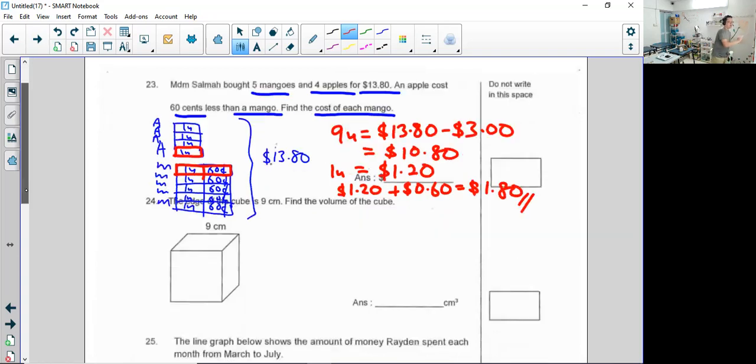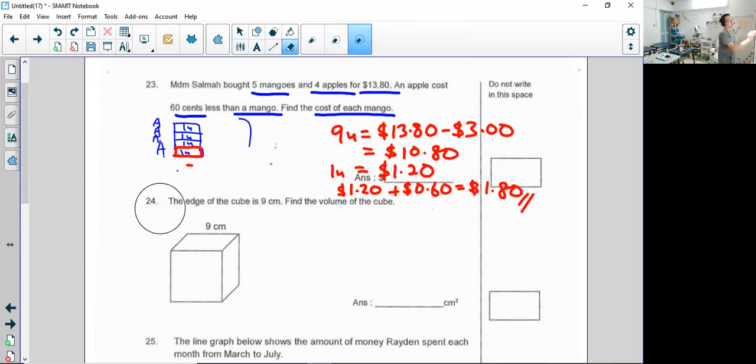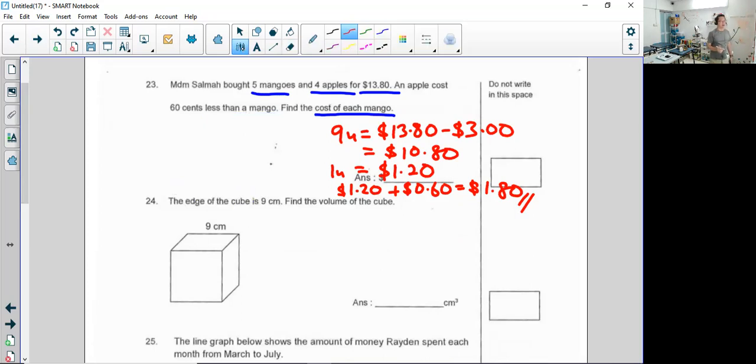Okay, let's go to number 24, the age. Okay, the age of a cube is 9 cm. Okay, let me just erase the model because it's covering the question. So the age of the cube, it means the side. All right, the side of the cube is 9 cm. And what do you know about cube? Every side of the cube is 9 cm, every side.